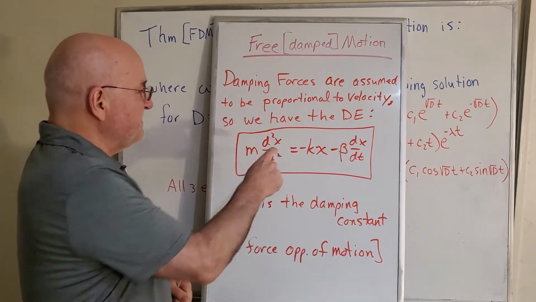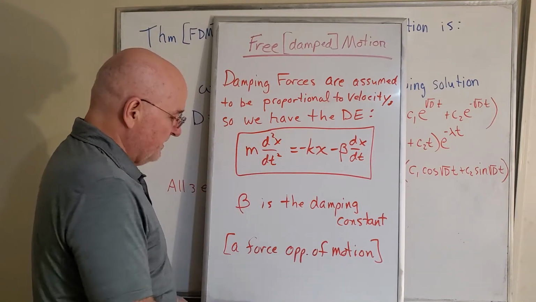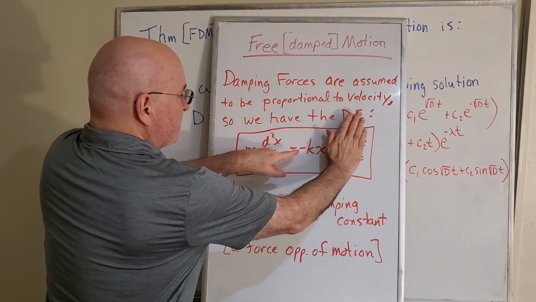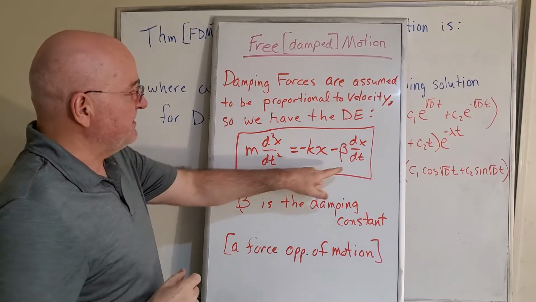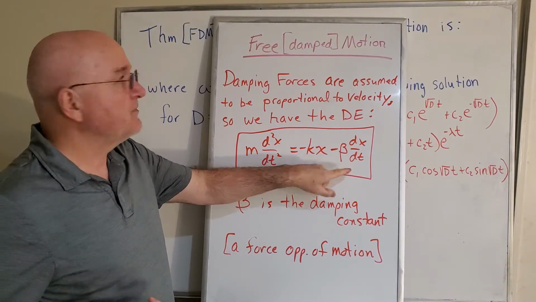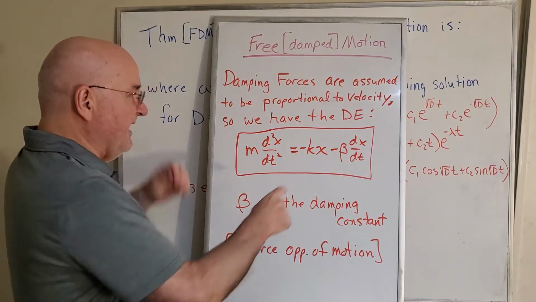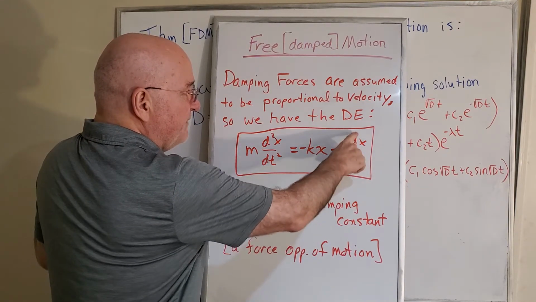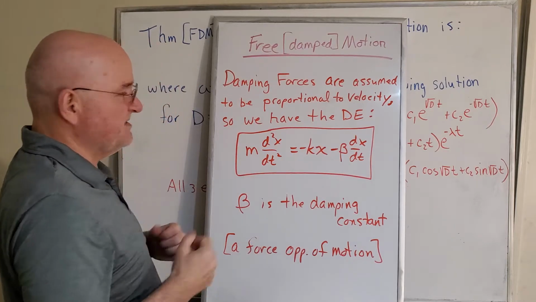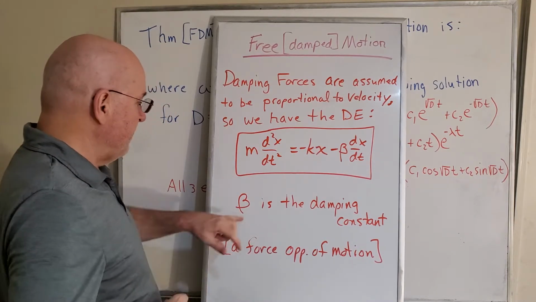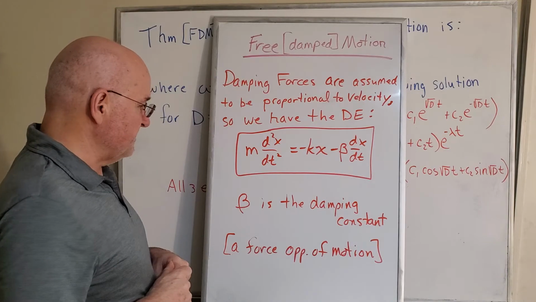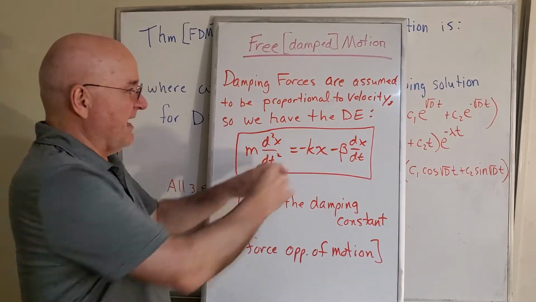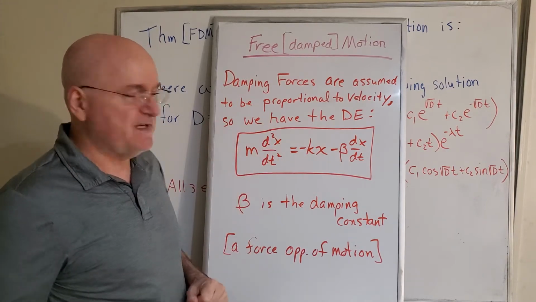Okay, so we have this differential equation. Well, the one we used to have was this. That's what we started with, the undamped. This term is being added now for the damped motion. And notice that beta is a constant that is multiplied by the velocity, because damping is proportional to the velocity. Beta is called the damping constant, and it's a force opposite of motion. This may not be the way we normally look at it. We'll usually put it all on one side, and we'll see it that way in just a minute.